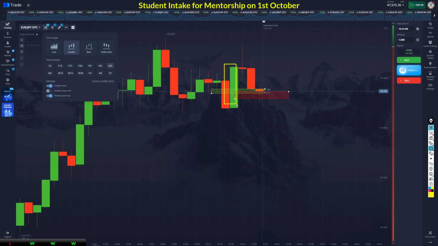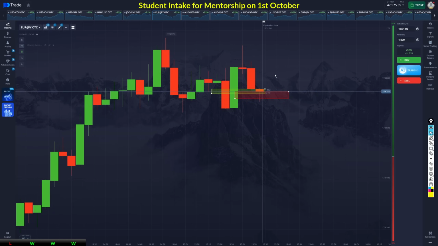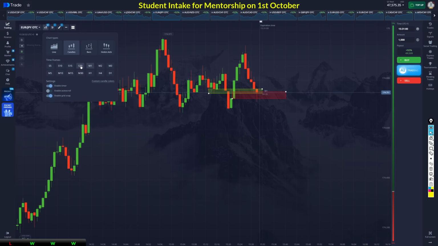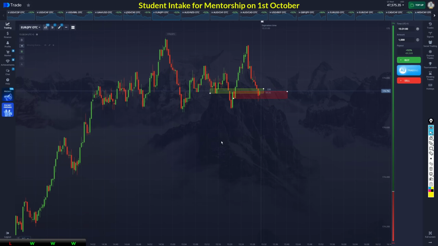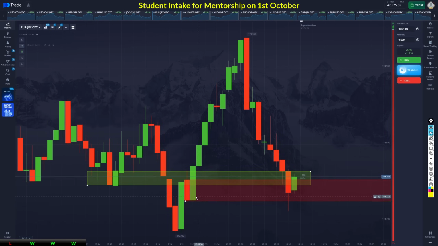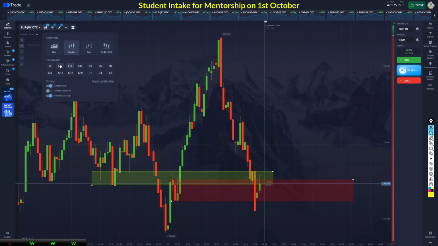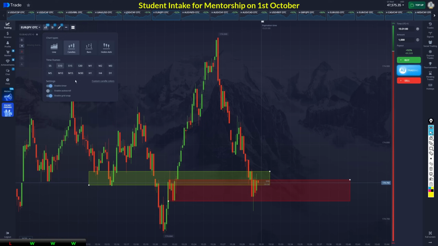3 minutes, see? The setup itself and the entry is inside the body of the engulf. Where's the body of the engulf? This is the body of the engulf. The entry and the zone should be inside after marking them on 1 minute. And then you go to 30-second first and see if there's any entry below. This is a fresh supply. You mark it. You can go even lower to have a smaller zone.